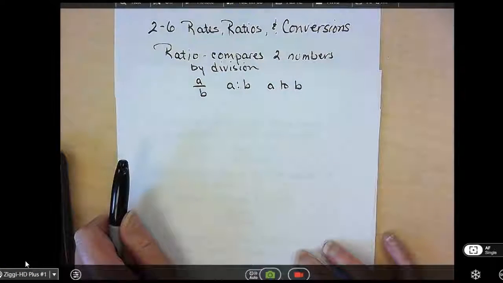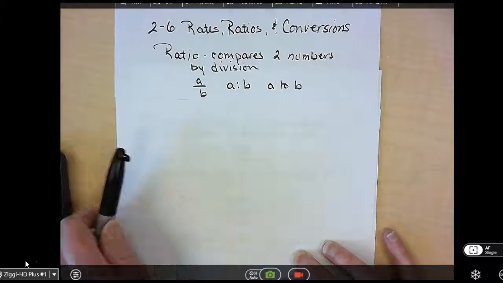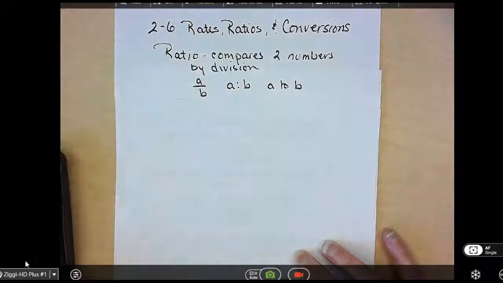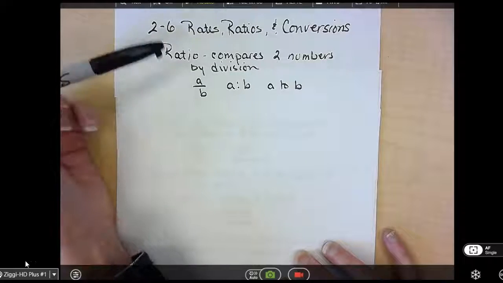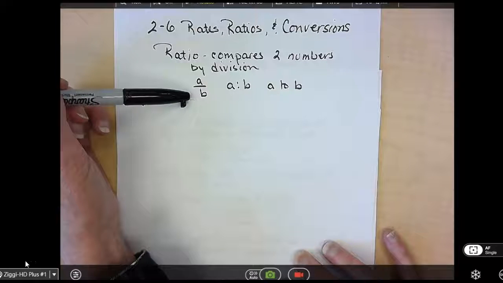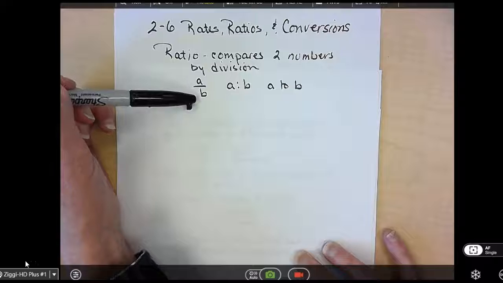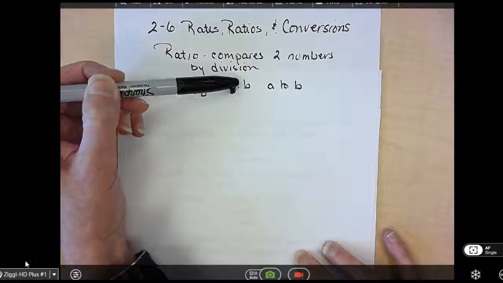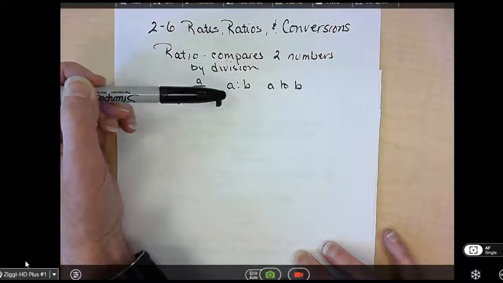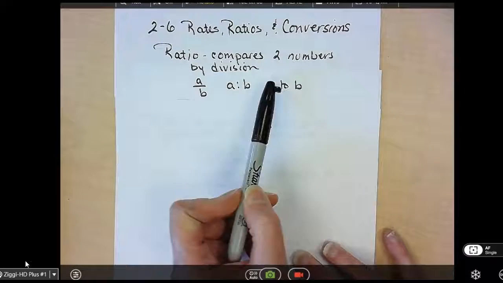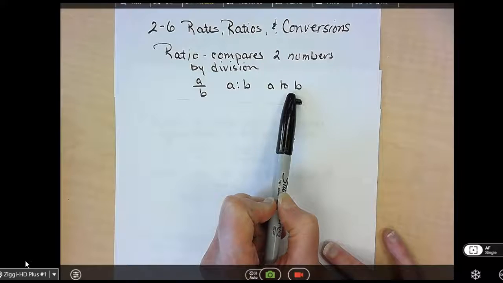2-6, rates, ratios, and conversions. So we're starting with ratios first, and a ratio compares two numbers by division. So it can be written as a fraction, A to B, with a colon in between it, A to B, or A with the word to, T-O, B.